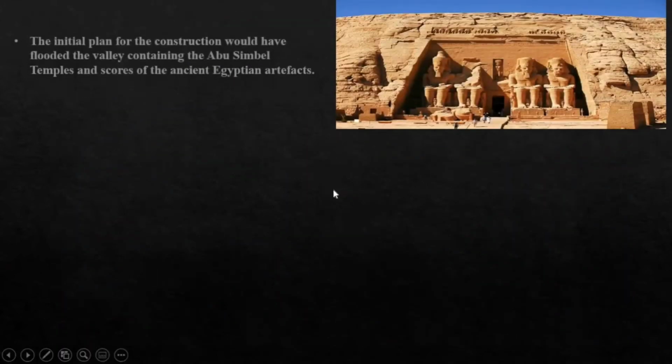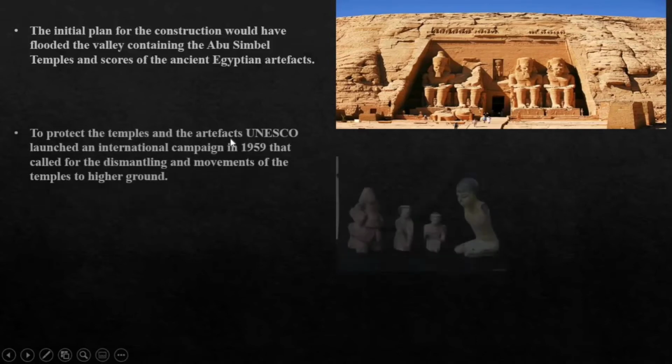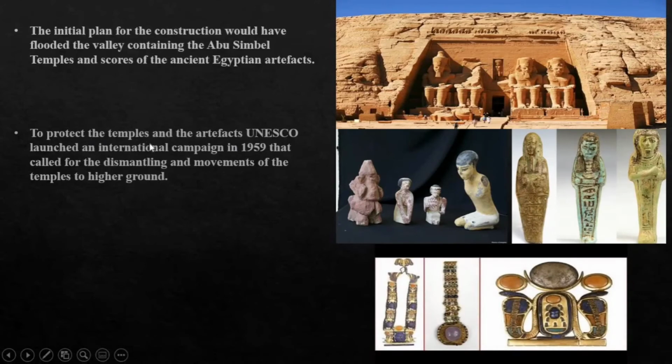Now, the initial plan for the construction would have flooded the valley containing the Abu Simbel temples and scores of the ancient Egyptian artifacts. To protect the temples and the artifacts, UNESCO launched an international campaign in 1959 that called for the dismantling and movements of the temples to higher ground. Now here are the few pictures of artifacts.